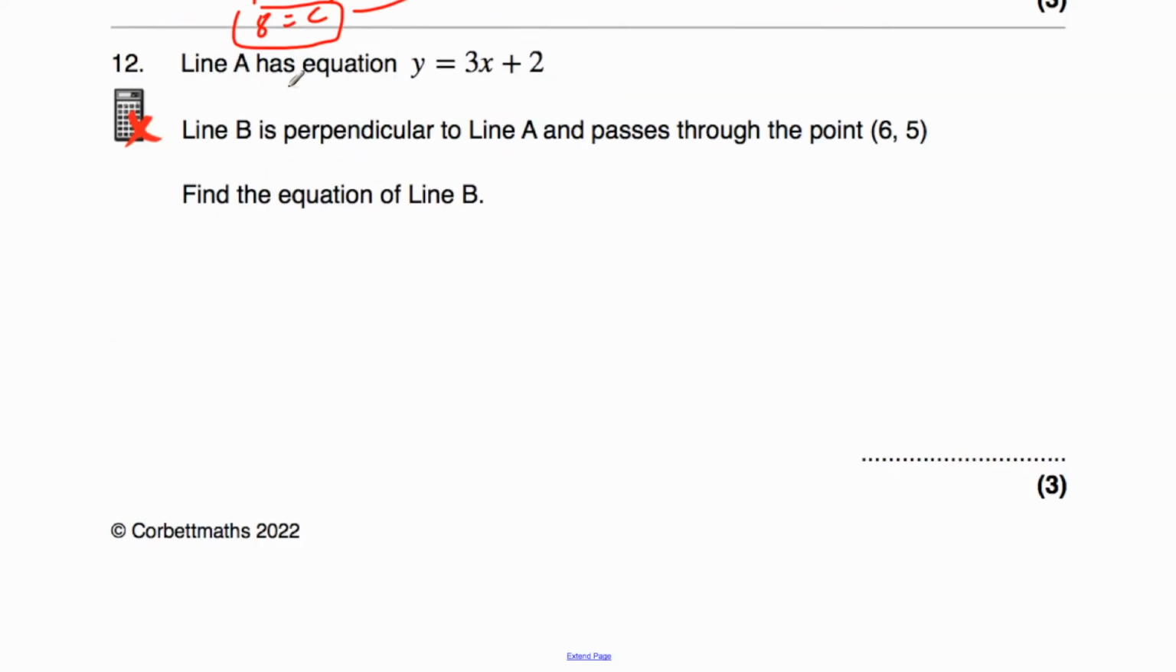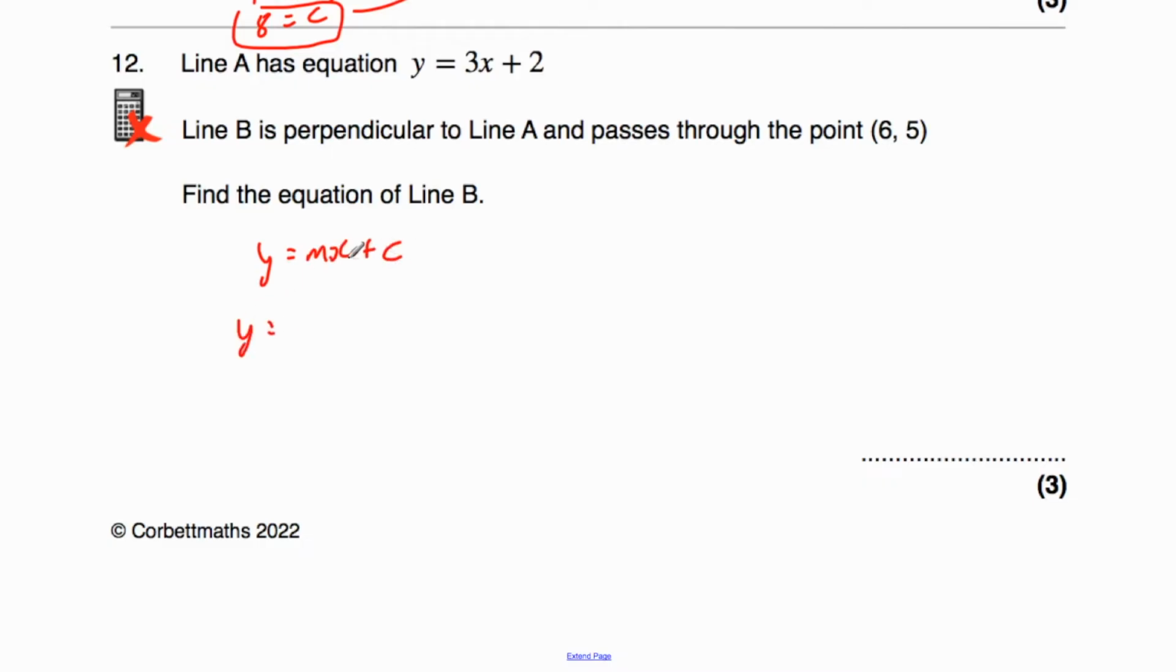So question number 12: a straight line has got equation y equals 3x plus 2. Line B is perpendicular to this line, so its gradient is going to be the negative reciprocal, and it passes through the point (6, 5). Find the equation of line B. So it's going to be y equals mx plus c.